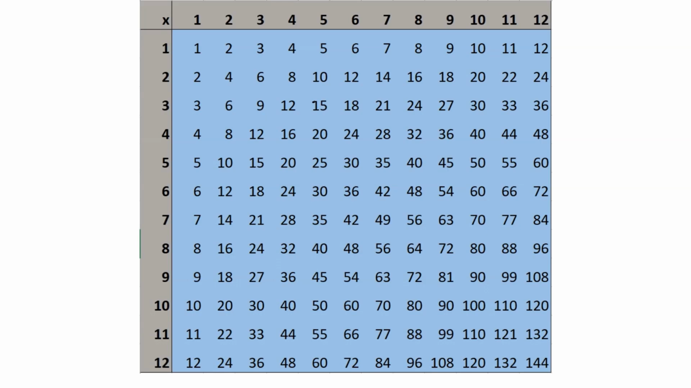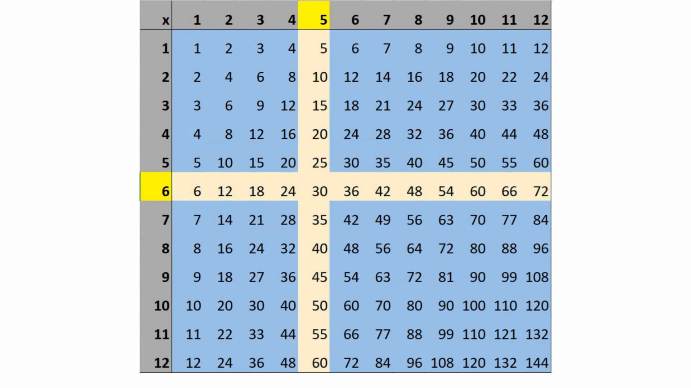Yeah? Yes. Then what you can do is you look at the 5 along the top here. Yes. And the 6 down the left-hand side. And then have a look at where those two intersect, where they join. It brings you to 30. The 5 comes down and the 6 goes across and we reach the answer 30.